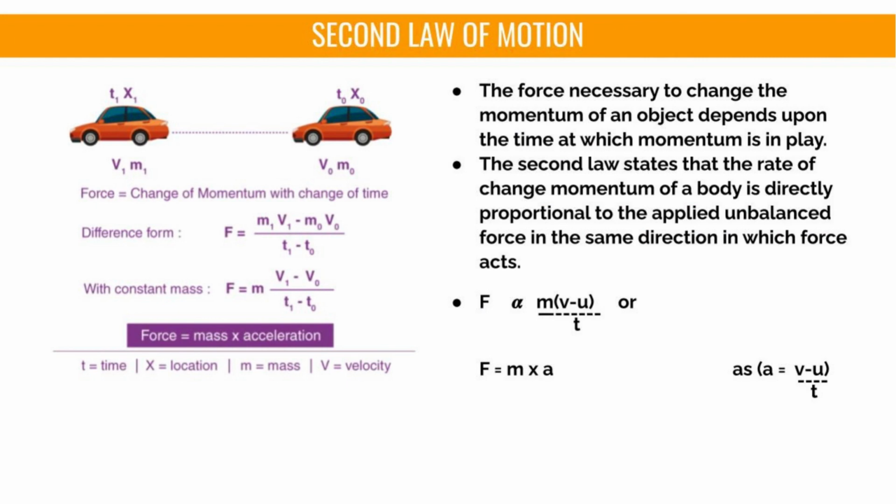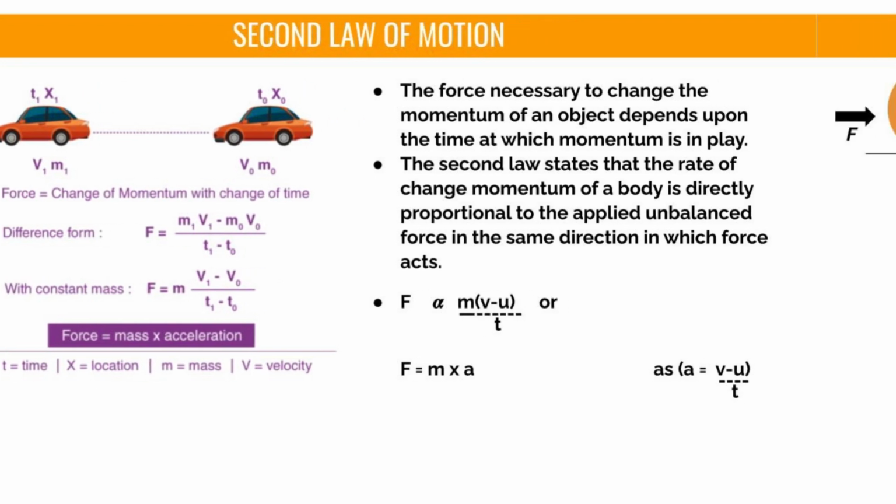The second law states that the rate of change of momentum of a body is directly proportional to the applied unbalanced force, in the same direction in which the force acts. Force is directly proportional to change in momentum, that is m(v minus u), and inversely proportional to time t. Acceleration a equals change in velocity over time, which is (v minus u) over t. Putting this into the force expression, it becomes F equals m multiplied by a.